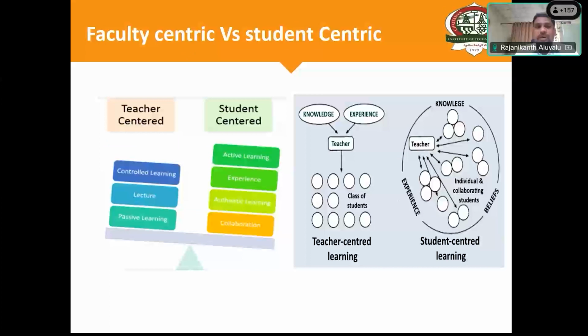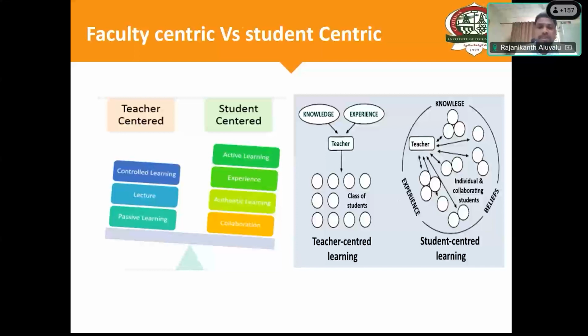So moving forward, as I was speaking, the Indian education system has started focusing on a student-centric system. Here we need to understand the basic difference between faculty-centric and student-centric. What does a faculty-centric system do, and what exactly does a student-centric system do?